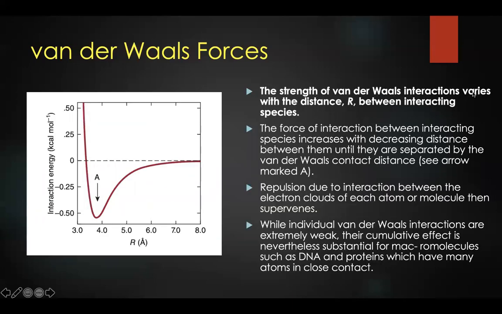The strength of the van der Waals interactions varies with the distance, or R, between interacting species. So this graph shows you here in the y-axis the interaction energy, or the strength of the van der Waals interaction, and the x-axis shows you the distance between interacting atoms, measured in Angstrom. The force of interaction between interacting atomic species increases with decreasing distance between them until they are separated by the van der Waals contact distance, which is letter A. The repulsion due to interaction between electron clouds of each atom or molecule then supervenes. And while individual van der Waals interactions are extremely weak, their cumulative effect is nevertheless substantial for macromolecules such as DNA and proteins, which have many atoms in close contact.